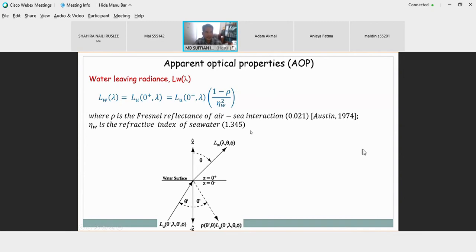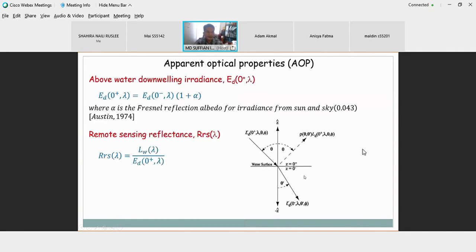Rho is the Fresnel reflectance. The Fresnel reflectance of the air-sea interface is about 2%, and n_w is the refractive index for seawater, which is 1.345. So this is another term in Rrs, which we call water-leaving radiance: the light that exits from the sea surface.